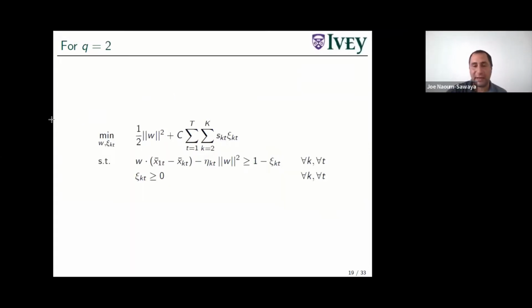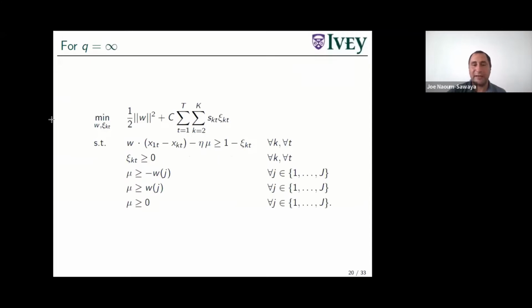If it's an L2 norm, this is a second order cone program. If it is an infinity norm, again, this can be linearized. So we have a model that we can actually solve quite quickly as an optimization model. So there are no issues in terms of numerical solvability of the models that we're developing here.